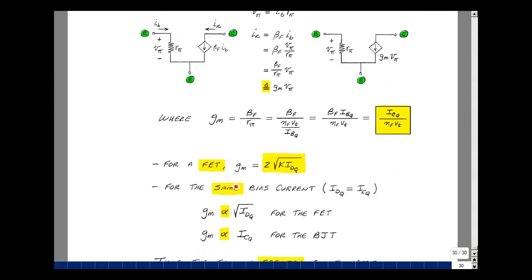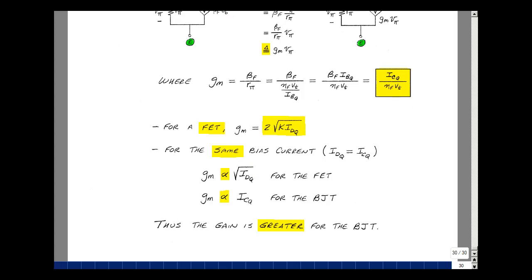For the FETs, we have G_M is 2 times the square root of K times I_DQ, and of course the G_M here has an I sub CQ, so we're proportional to I sub D and I sub C at the Q point, but we have a square root here. This is going to make G_M much, much smaller, and that's why the gain went down. So we'll always see that for the same currents, the BJT will have a greater gain.